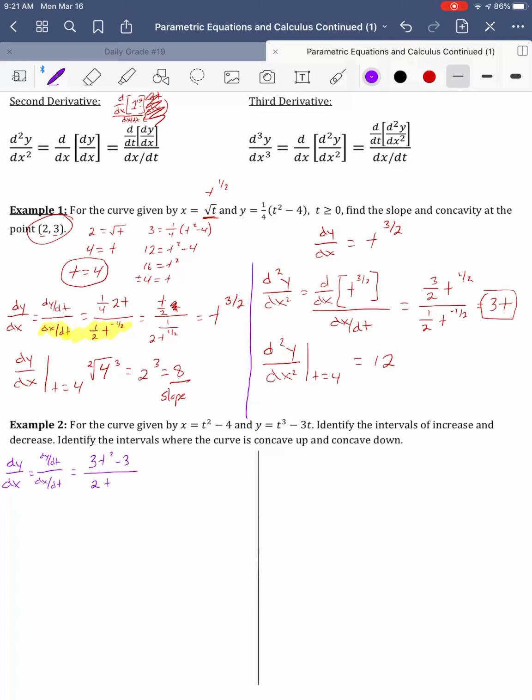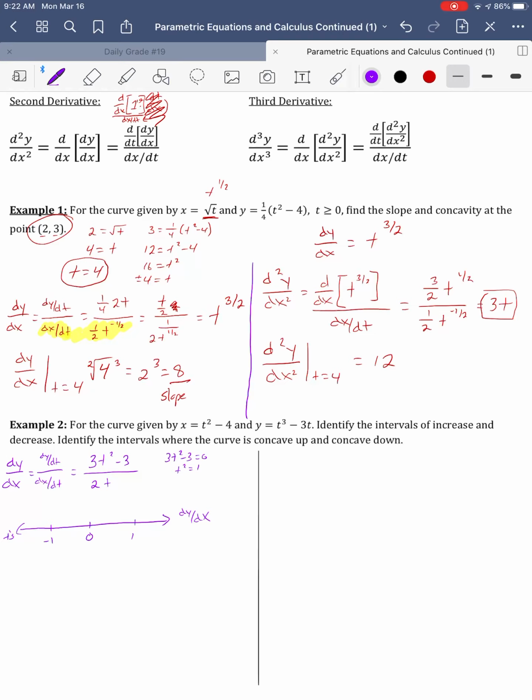All right, so identify intervals of increase and decrease. This is the first derivative test. Remember, we did this way back when. So we make a sign chart. This is my first derivative sign chart. I'm looking for critical values. So I get where the top and the bottom equal 0. So critical value of 0. If you set the top equal to 0, you get plus or minus 1. Remember, those are t values.